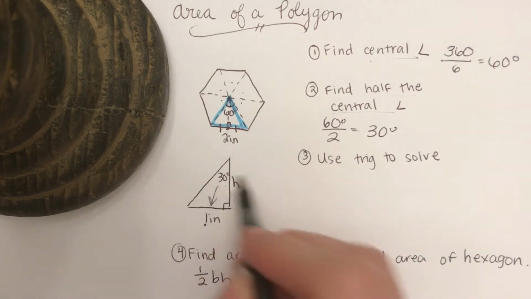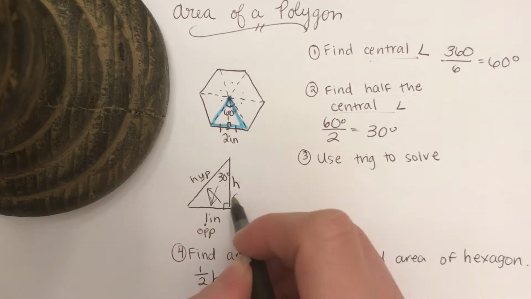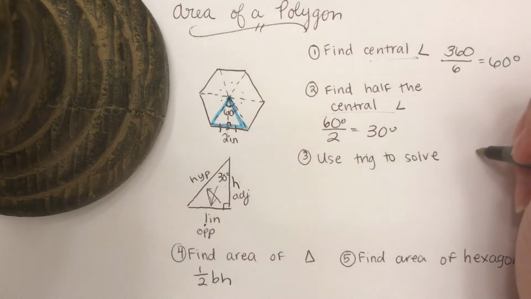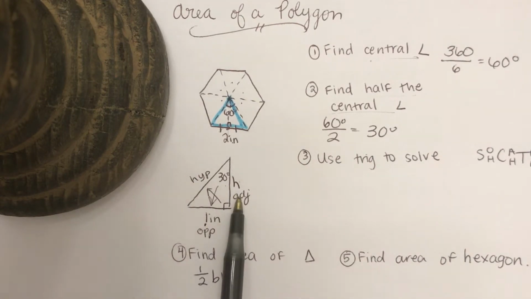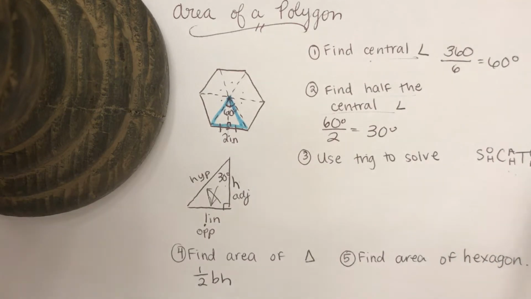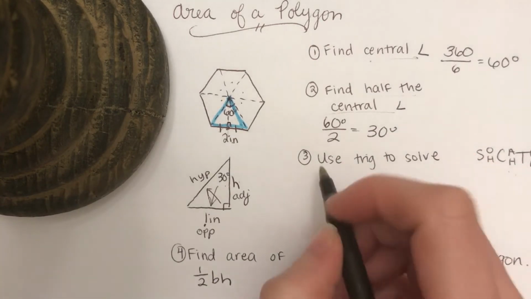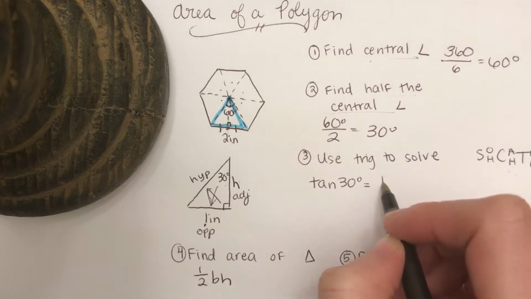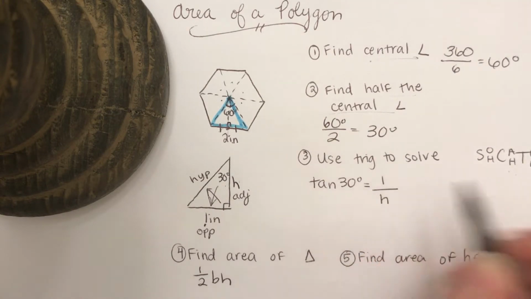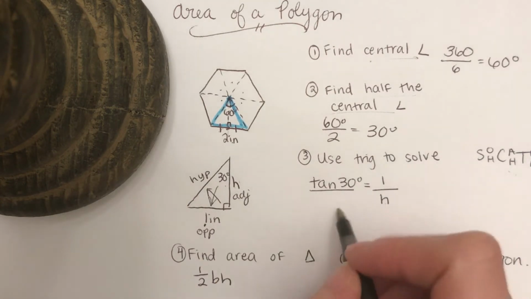The side across from my reference angle is the opposite side, the side across from my right angle is the hypotenuse, and that leaves the adjacent side. So using SOHCAHTOA, we can figure out which trig function we need to use. Opposite and adjacent is going to be tangent, which is O over A. So tangent of 30 degrees equals opposite, which is 1, over adjacent, which we're labeling as h. That's not hypotenuse, that's my variable for the adjacent side.